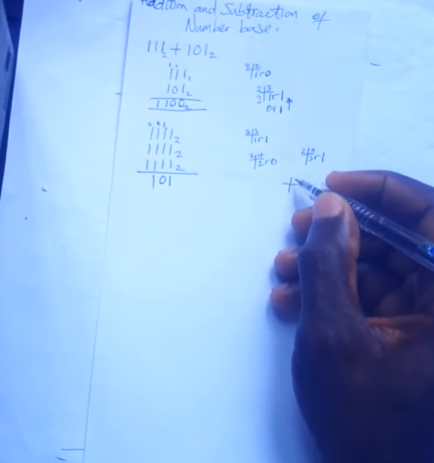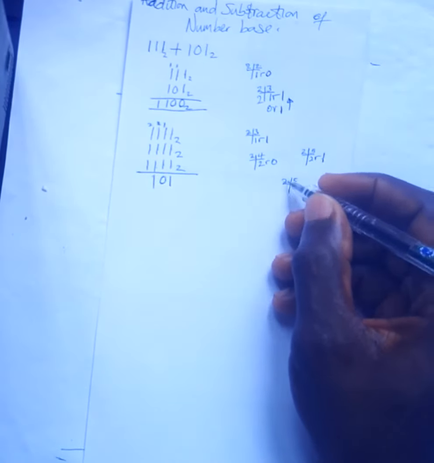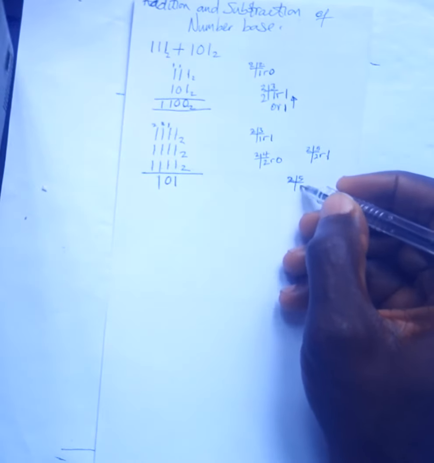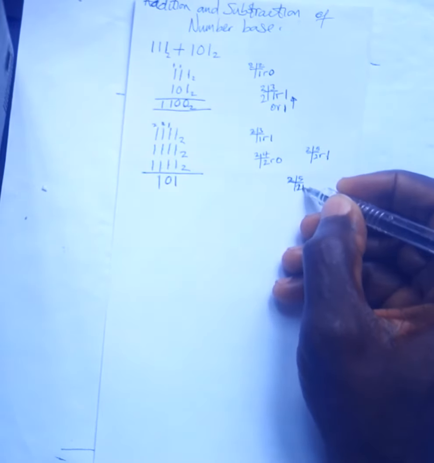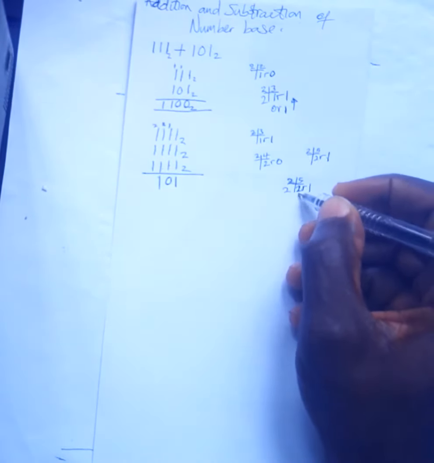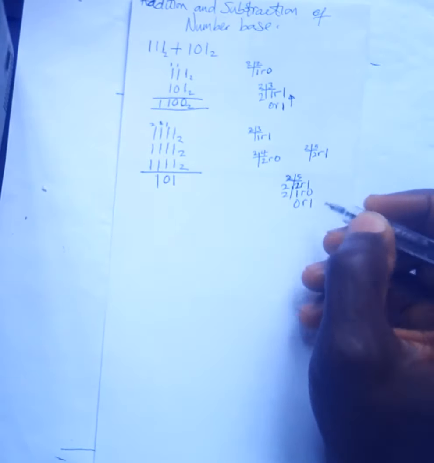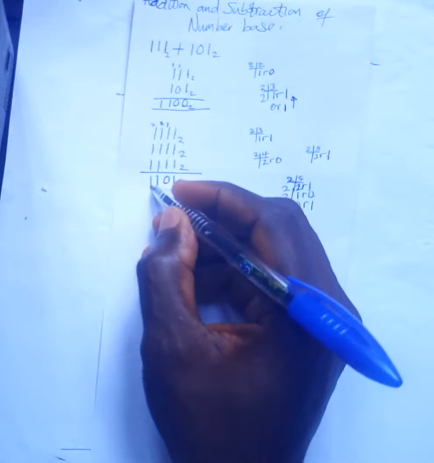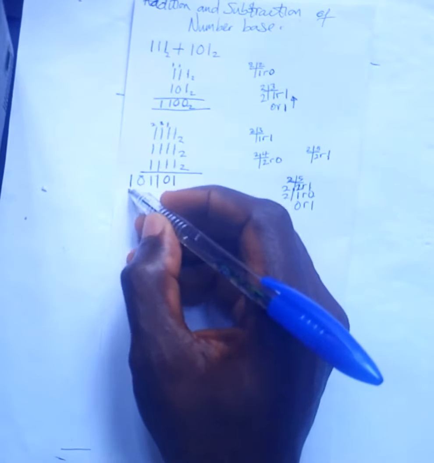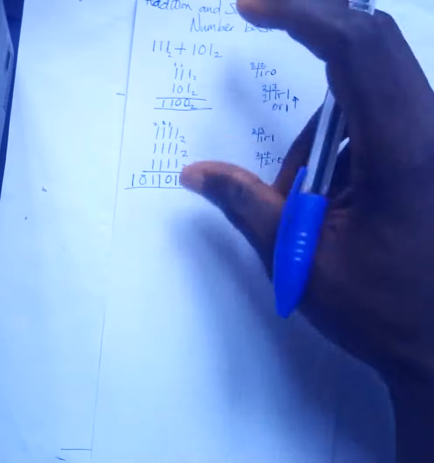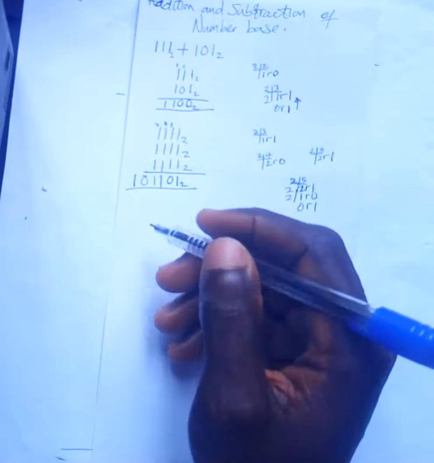You can do it again, 5. Since this is the last one, 2 in 5, 2, remainder 1. 2 in 2, 1, remainder 0. 2 in 1, 0, remainder 1. So you write this from here: 1, 0, 1. So this is the final answer. In addition, while in subtraction also the same thing.